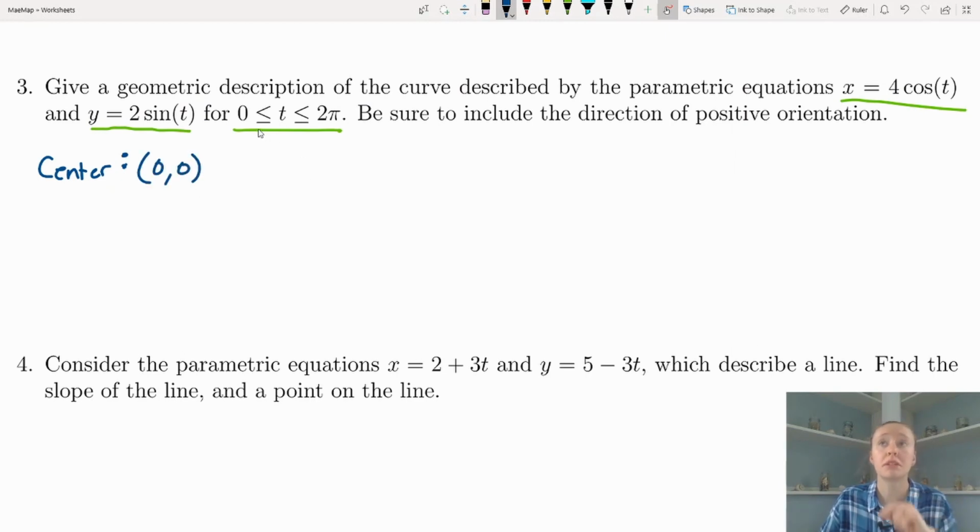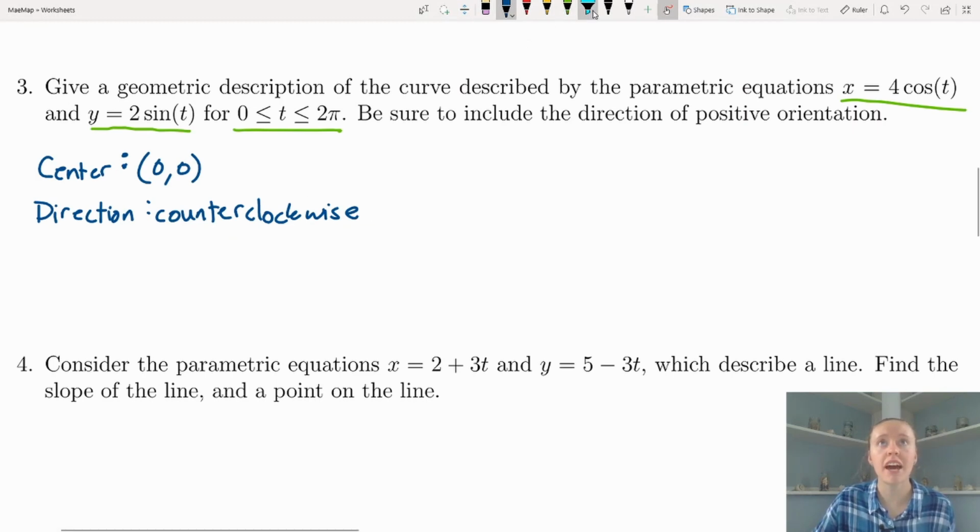We also know we're going to be starting and stopping at the same point because we're multiplying t by a positive 1, and we're going from 0 to 2 pi. So we're going to start at the same point and go all the way back around to that point again, and we're going to be going counterclockwise. So our direction is counterclockwise. What's our radius?